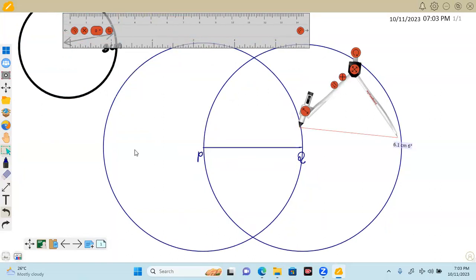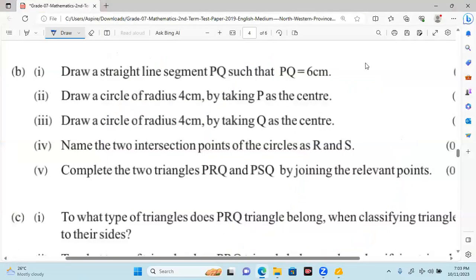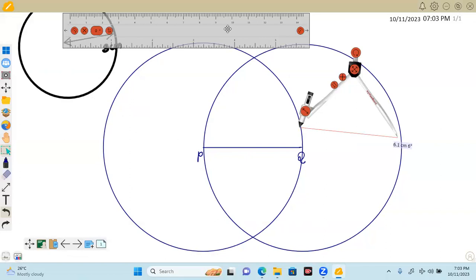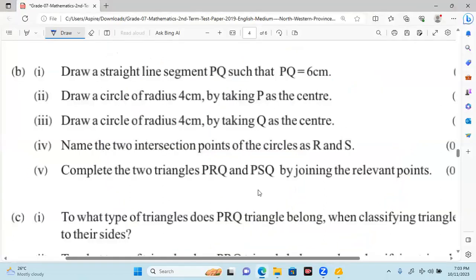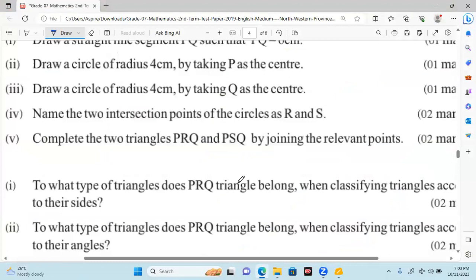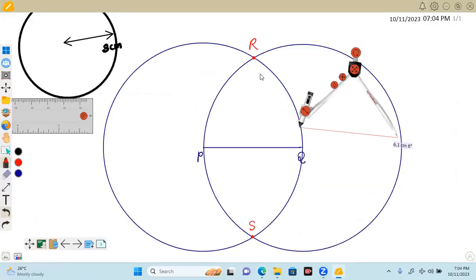Next, name the two intersection points of the circles as R and S. Intersection points mean the places where these two circles cut each other. Then you have to name them R and S. Where are R and S marked? These two corners, here and here. Then complete the two triangles PRQ and PSQ by joining the relevant points.